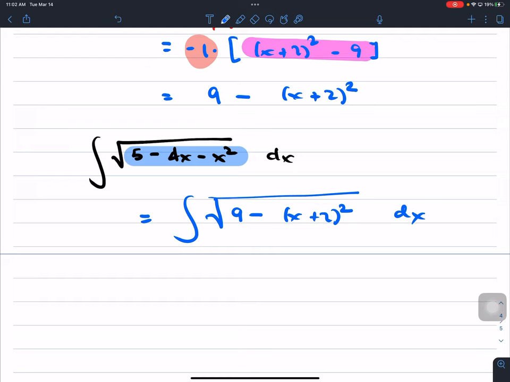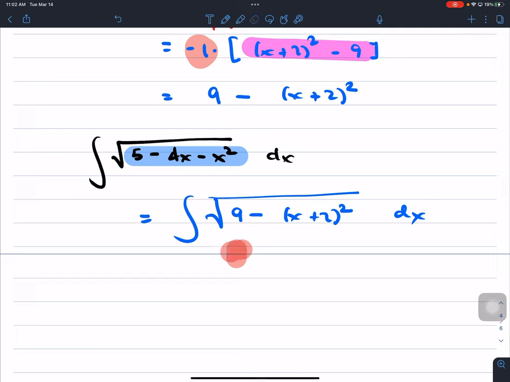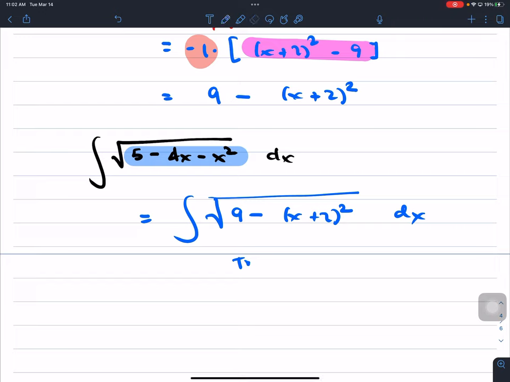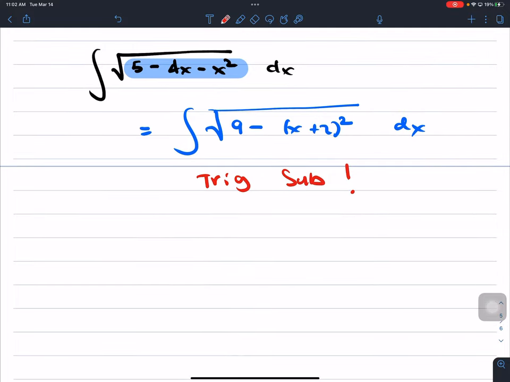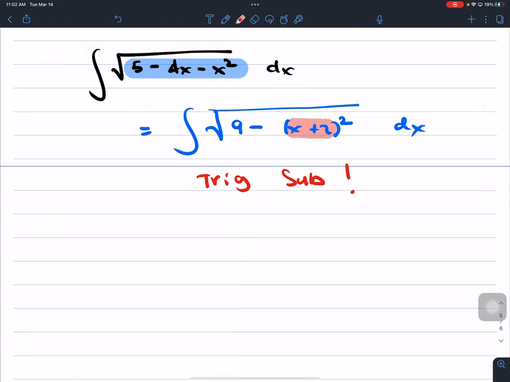So what kind of question do you now have? A trig substitution question. But you say, no, not yet. What do I mean by not yet? U sub, good. So it's first a U sub question, and then it's a trig sub question.